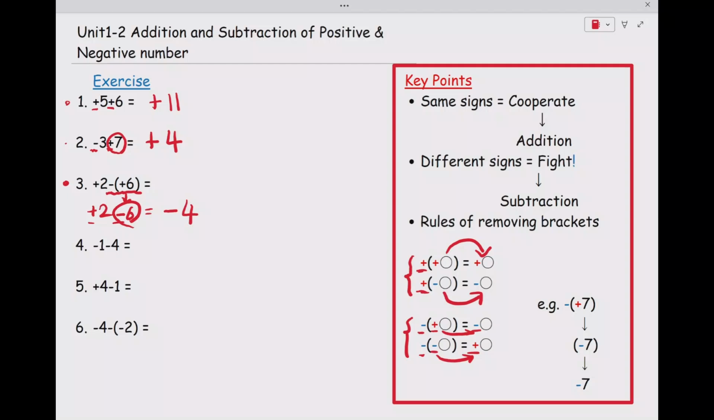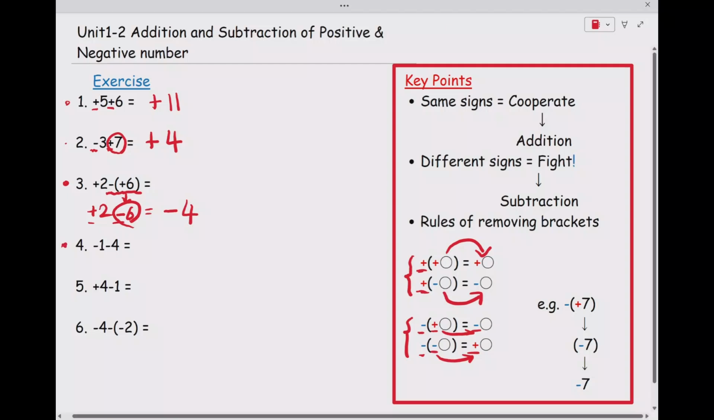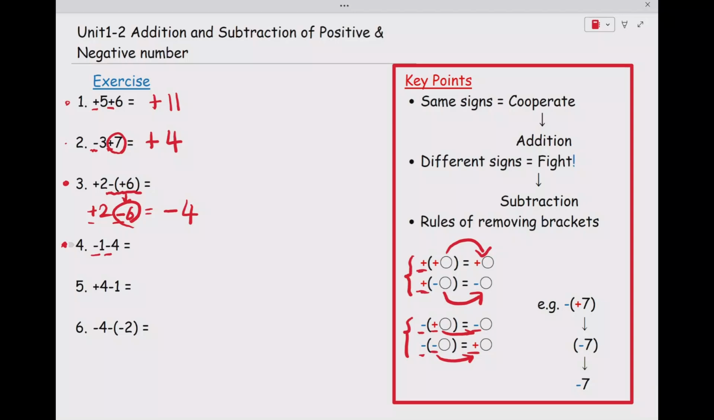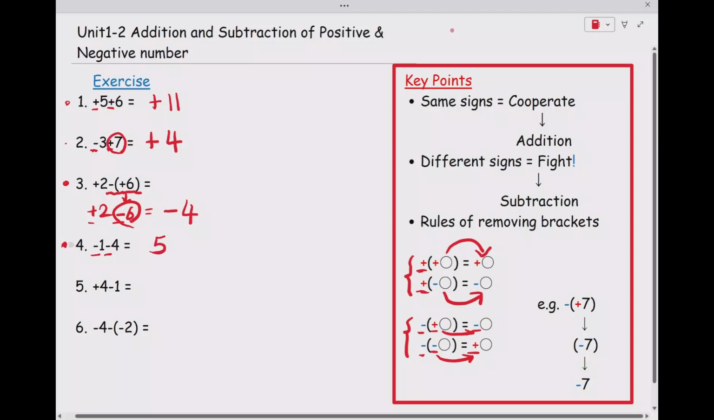Question number 4. Minus 1 minus 4. Both signs are minus. That means they are in the same minus team. Remember the important point. The same sign cooperates with each other. Teammates cooperate. So, just add them together. Add 1 and 4, then you get 5. Since the signs are the same, they remain minus. So the answer is minus 5.